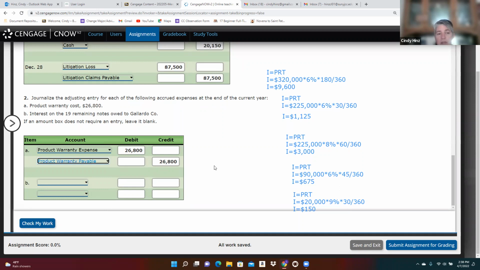As with all adjusting entries, we need to have one balance sheet and one income statement account. And the whole point of the adjusting entries is to make sure that our financial statements reflect the costs and revenues in this period.